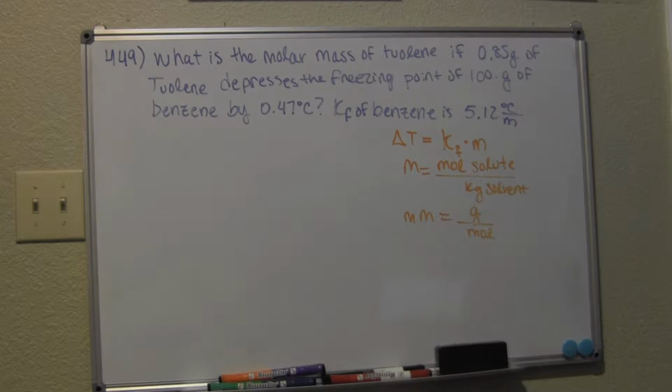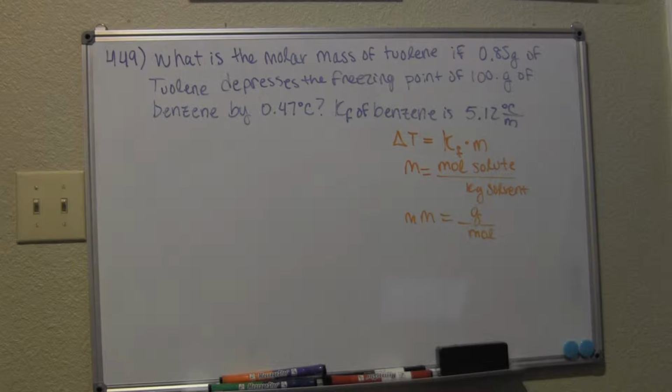Hey guys, I'm Daniel, and the question we have here right now is: what is the molar mass of toluene if 0.85 grams of toluene depresses the freezing point of 100 grams of benzene by 0.47 Celsius? And the Kf of benzene is 5.12 Celsius per mol.